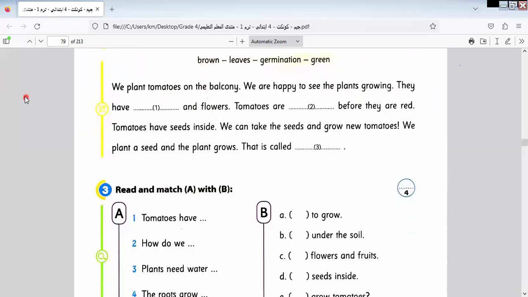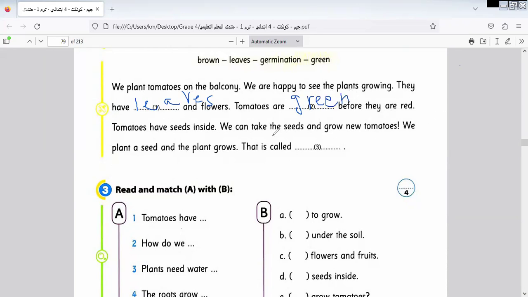We plant tomatoes on the balcony. We are happy to see plants growing. They have leaves and flowers. Tomatoes are green before they are red. So tomatoes, first of all, are green, then become red.